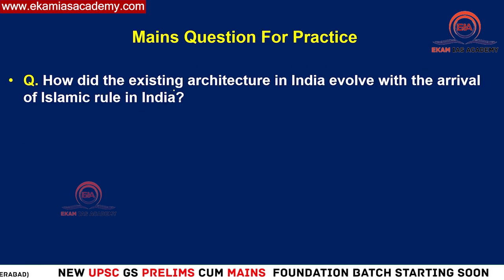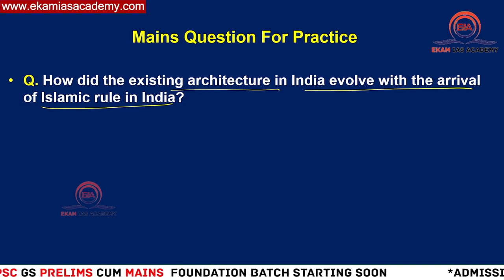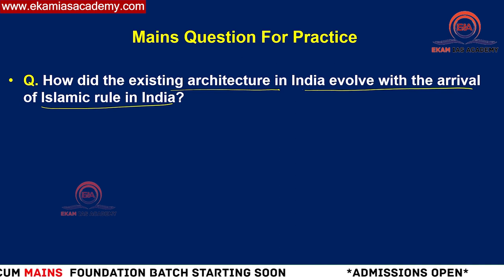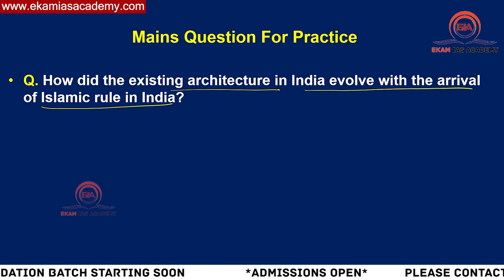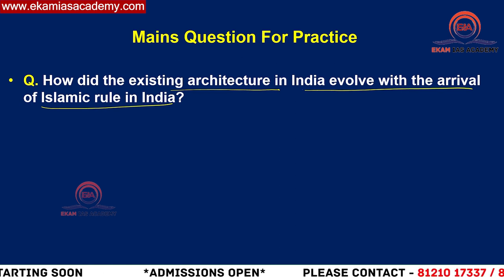Then what is the mains question? How did the existing architecture in India evolve with the arrival of Islamic rule in India? It means what are the new things or new features that Islamic rule brought into India. You have to describe the features and how distinct they became in the medieval period. This is what you have to answer in the mains question.